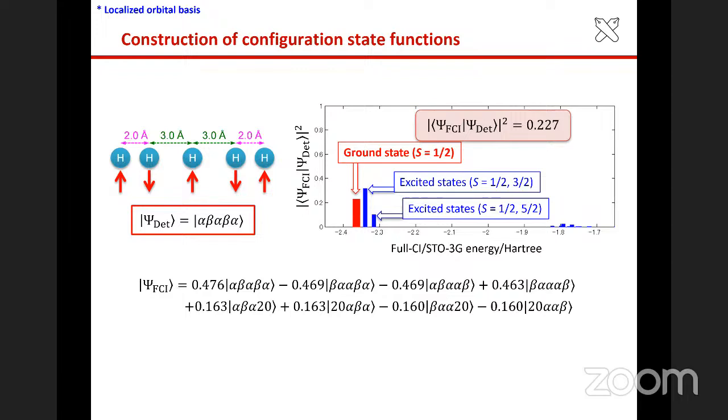And because this is not an eigenfunction of the S-square operator, even if we want to calculate the doublet ground state, we can get some probability of obtaining other spin states like 3/2 and 5/2. This is because it is not an eigenfunction of the S-square operator.